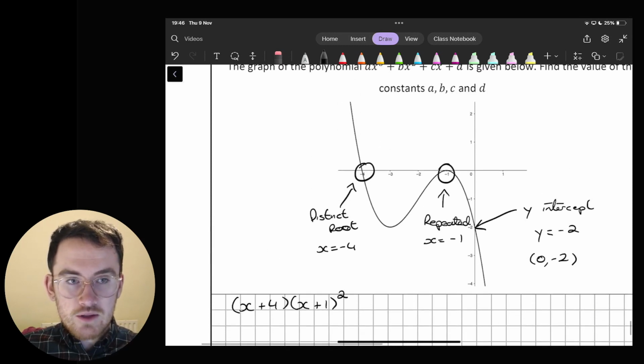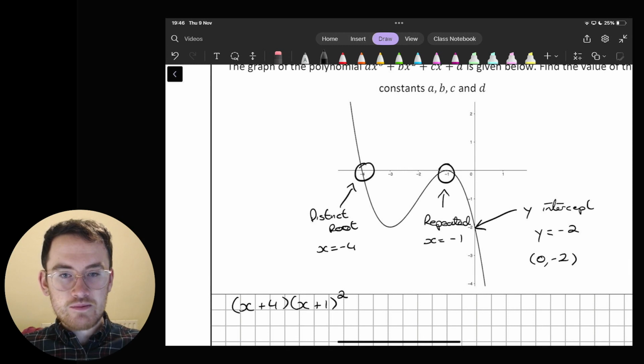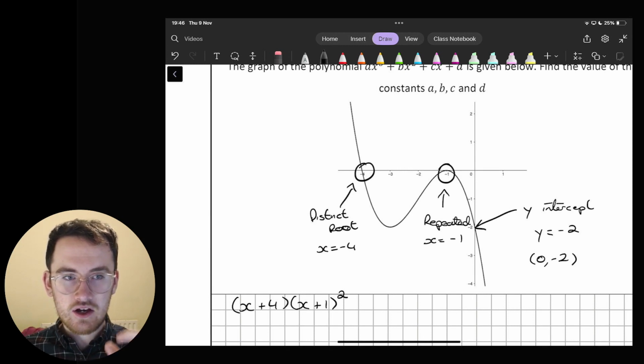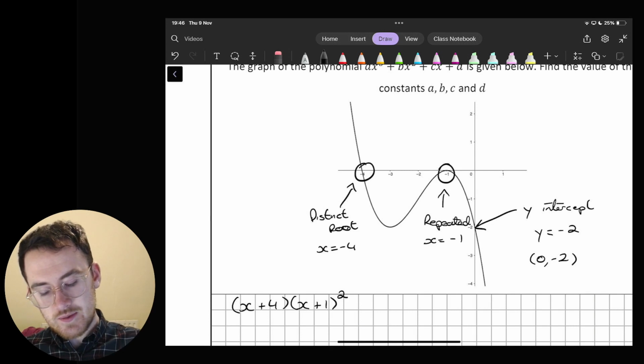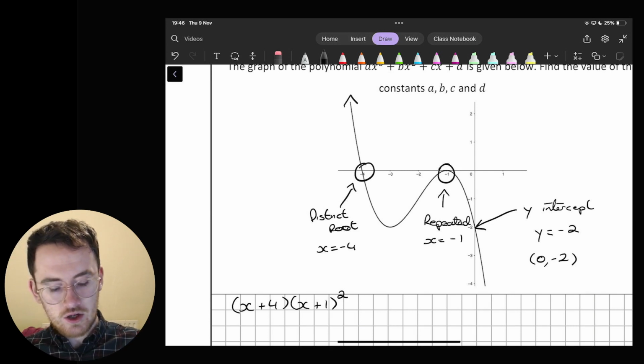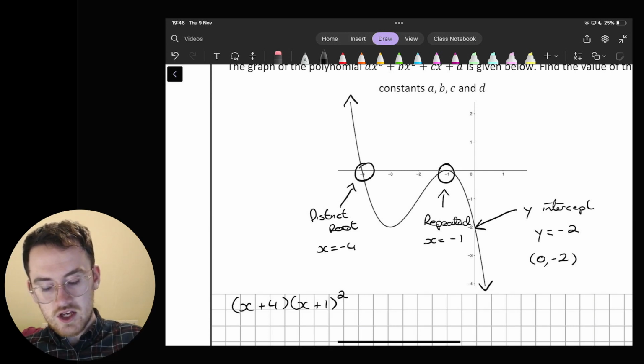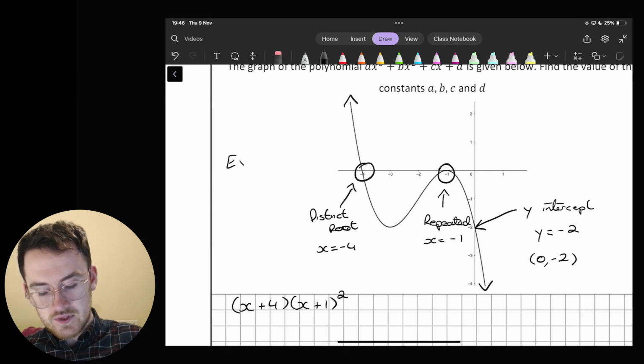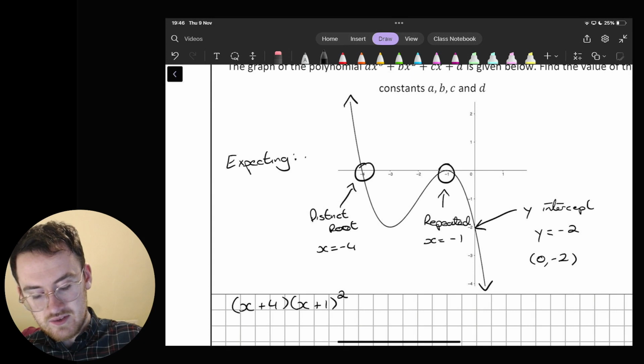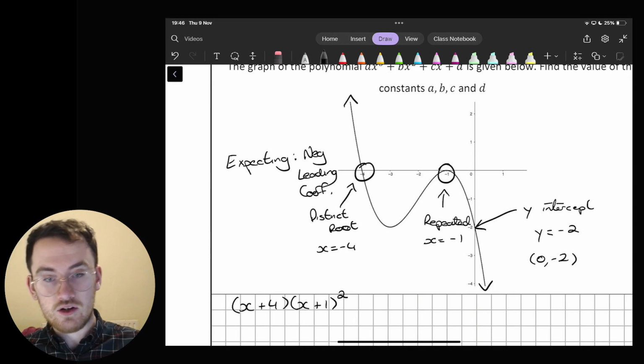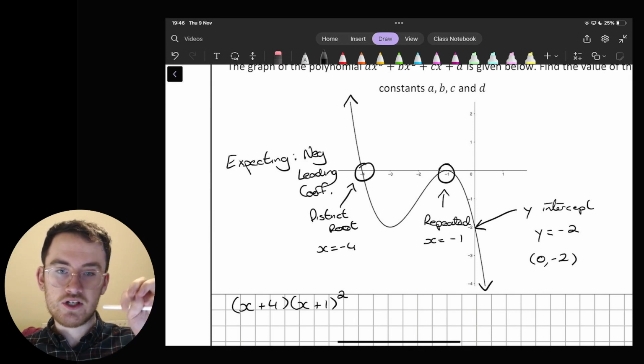Looking at the shape of the polynomial as well, I am expecting that I will have a constant term at the front that is not just going to be 1. The main reason I'm expecting that is my graph is starting up and going down the way. So let's just write it down here: I am expecting to have a negative leading coefficient. And the reason I know that is because the right arm is pointing downwards.